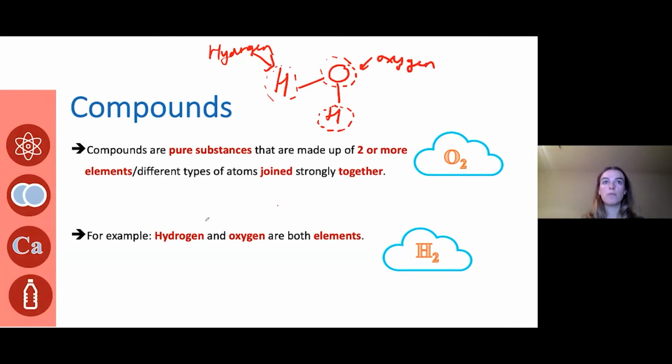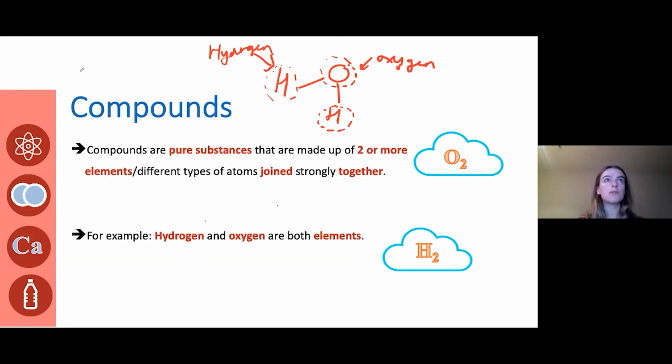What's not a compound is something like H2. I've got 2 hydrogens joined together. There's 2 of them, so it's not just one element. Well, it is an element, but it's 2 atoms. So it's not just one atom, it's 2 atoms. But 2 of the same atoms bonded together, which means chemically joined together, is what we call a molecule.